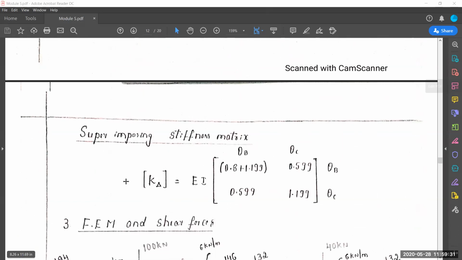So your K delta will be based on how many unknowns you are having. So how many unknowns are we having? 2 unknowns, right? You just write a box 2 cross 2, then theta B, theta C. The same order you have to write in the vertical direction also. So we will write now, observe this, theta B, theta B.